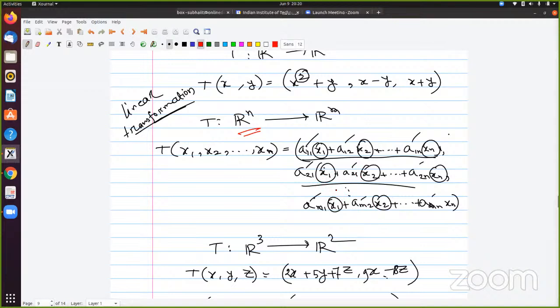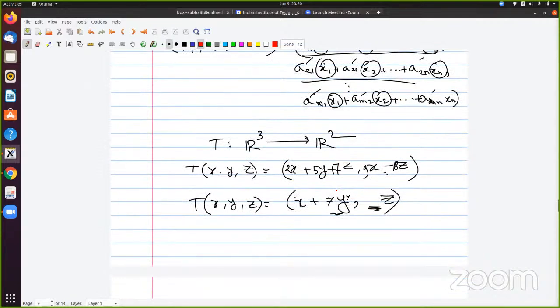Here also for T of (x, y, z), 0 is going to 0, and it is a linear combination of x, y, z, as you can see. So it is a linear transformation. For a vector space, we are checking addition and scalar multiplication. Similarly, we are checking for linear transformation. 0 should go to 0 only. That is the first check you do in your mind.